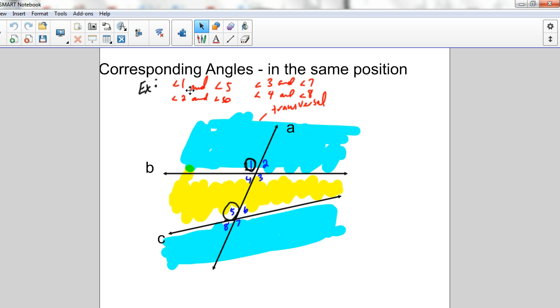Corresponding angles are in the same position. So if I could take this picture and drag it down wherever these numbers match. As you see, 1, which is circled, matches with 5, which is circled. So 1 and 5 are corresponding angles. You also have 2 and 6 are corresponding, 3 and 7, and 4 and 8 are corresponding.